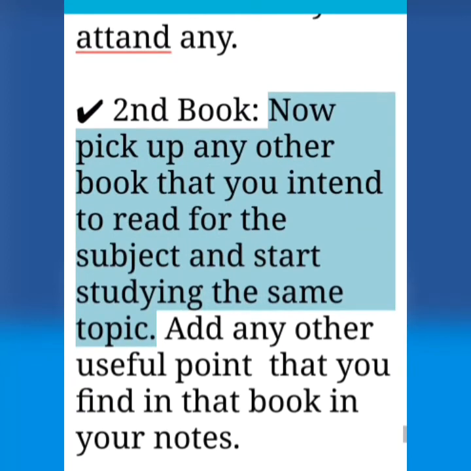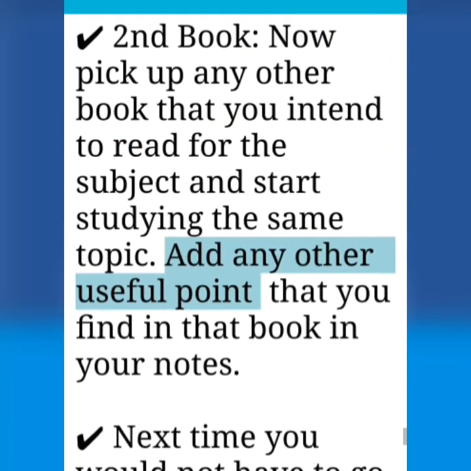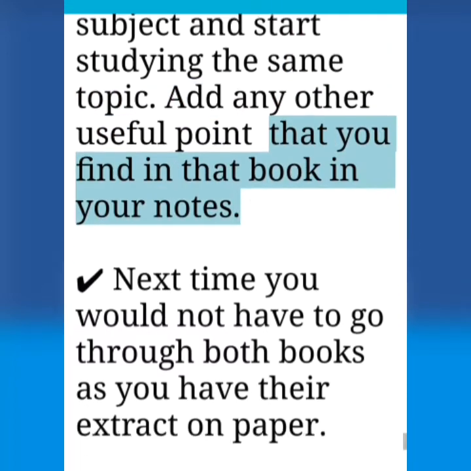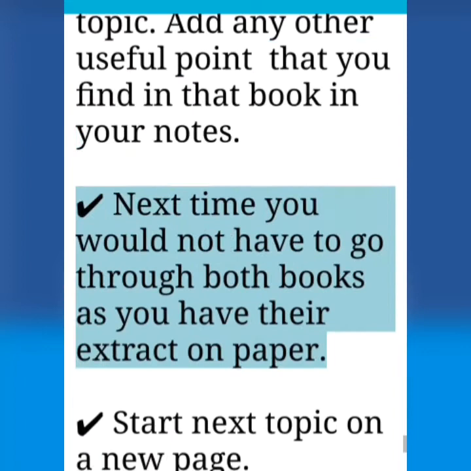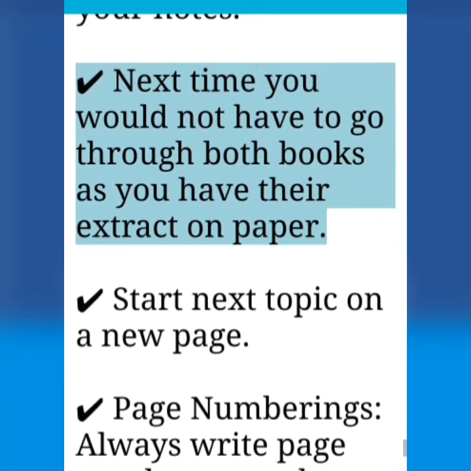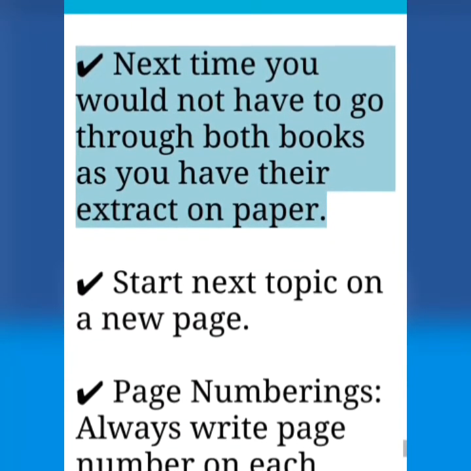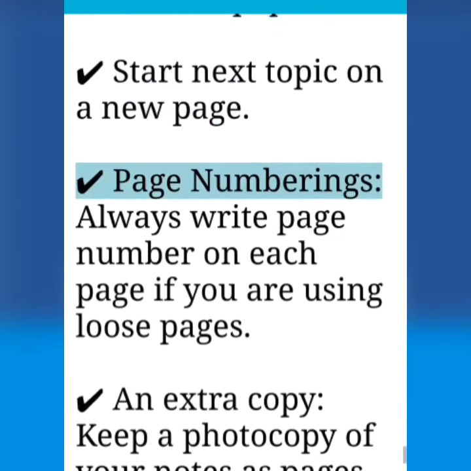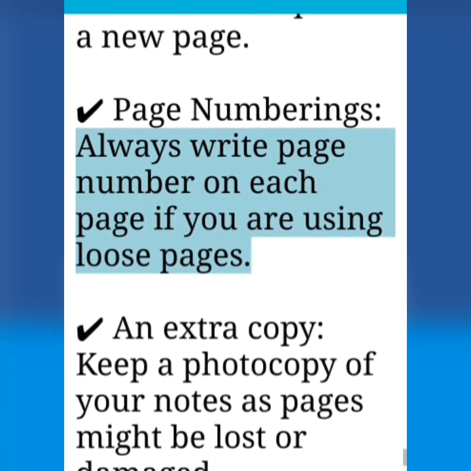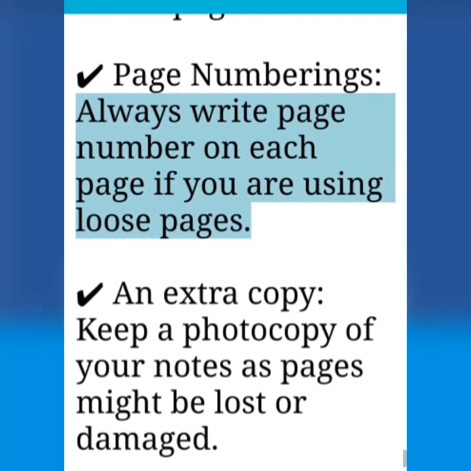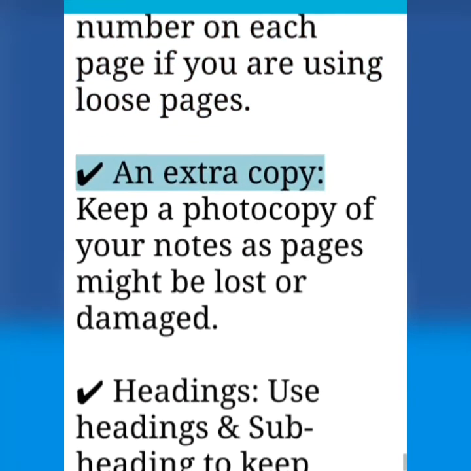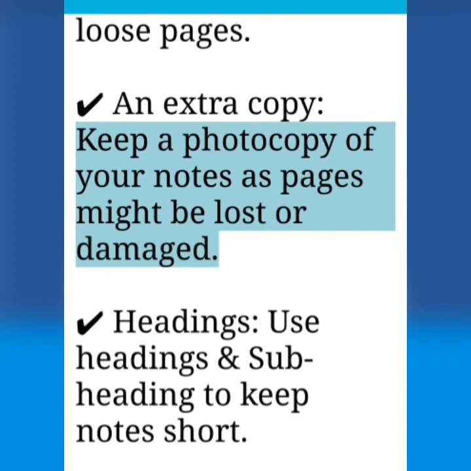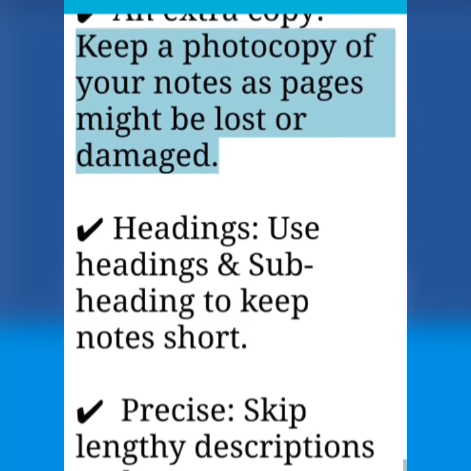Second book. Now pick up any other book that you intend to read for the subject and start studying the same topic. Add any other useful point that you find in that book to your notes. Next time you would not have to go through both books as you have their extract on paper. Start the next topic on a new page. Page numbering. Always write a page number on each page if you are using loose pages. An extra copy. Keep a photocopy of your notes as pages might be lost or damaged.